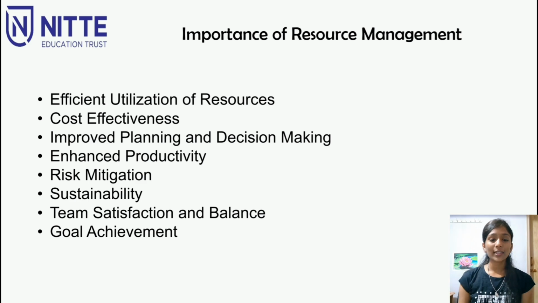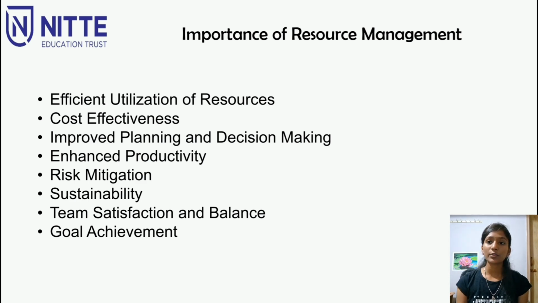So, now let's look at the importance of resource management. First, the efficient utilization of resources. Proper resource management ensures that human, financial, physical, and technological resources are used optimally, minimizing waste and maximizing the productivity. Next, cost effectiveness. By allocating resources wisely, organizations can reduce unnecessary expenses and increase profit margins or cost savings.